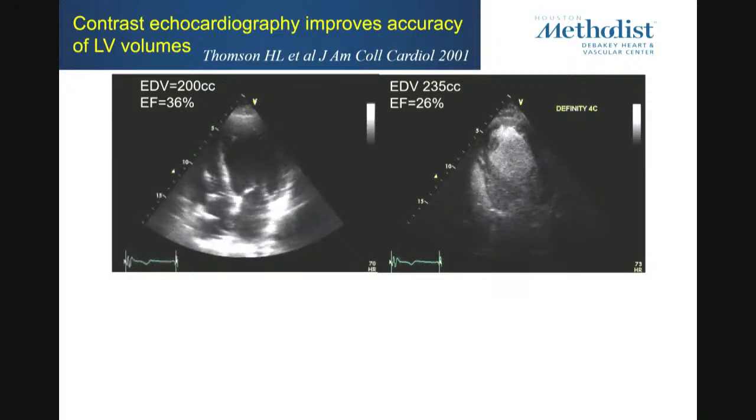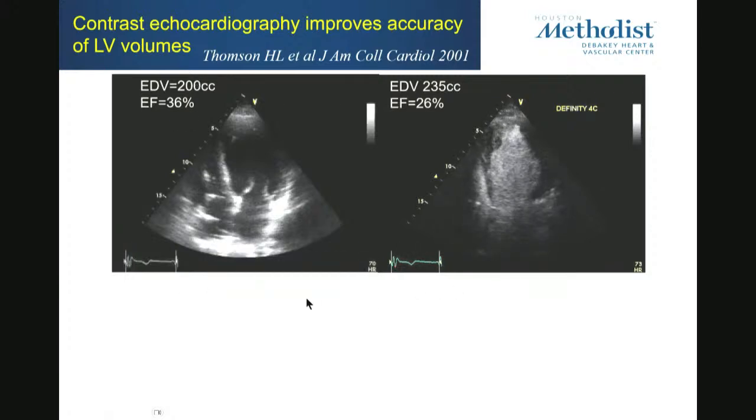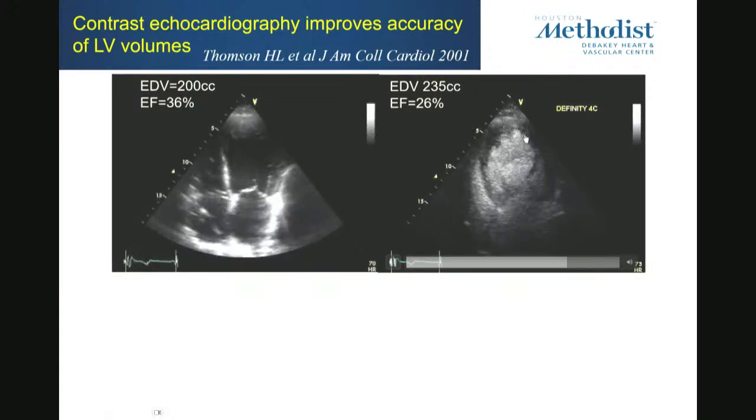So here we have a very nice example of an image that is not terrible. In fact, it was good enough that without contrast, the images were stopped and tracing was done in diastole and systole, and we came out with an end-diastolic volume of 200 cc's and an EF of 36%. However, notice that when contrast was used, even without measurements, your eye can tell you already that this is a lot bigger cavity. And in fact, now when we trace using the contrast borders, we get a much bigger end-diastolic volume, and EF dropped.